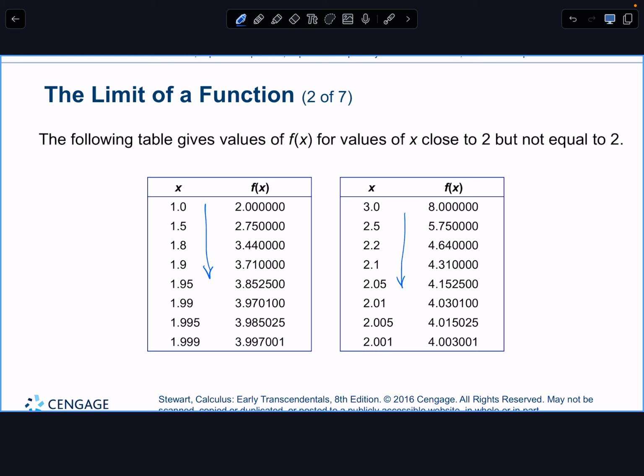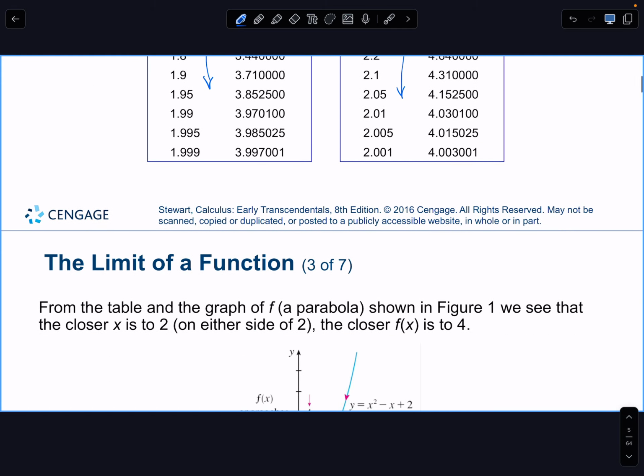And you can see that f of x, or y, is also approaching a value. What value is y approaching? It's approaching 4, isn't it? From both sides. So this is a good example of what it means to be a limit: as x approaches a number from both sides, y is approaching a number from both sides. And that is what a limit is all about.